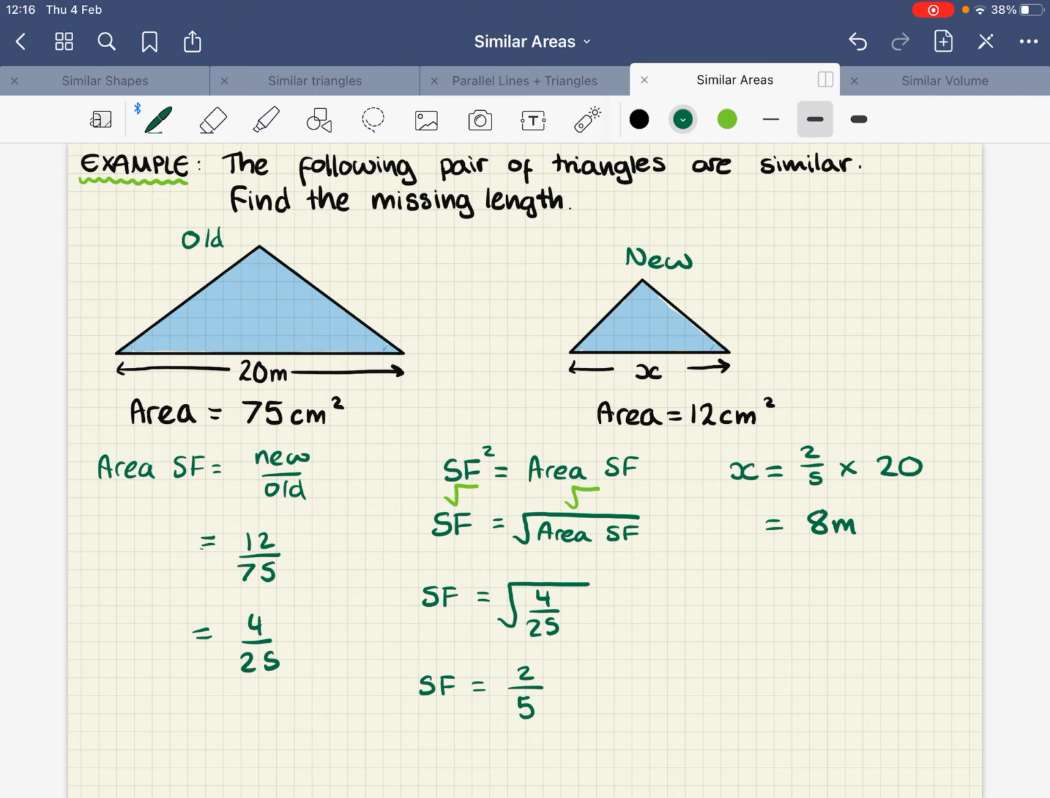So treating it pretty much the exact same, but all I have to do is square root that area scale factor in order to find out what the linear one is. Let me know if you have any questions, and good luck with the work.